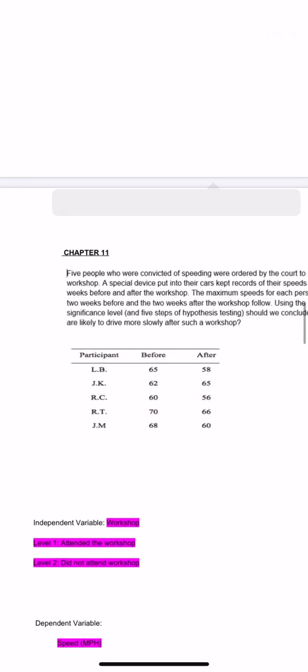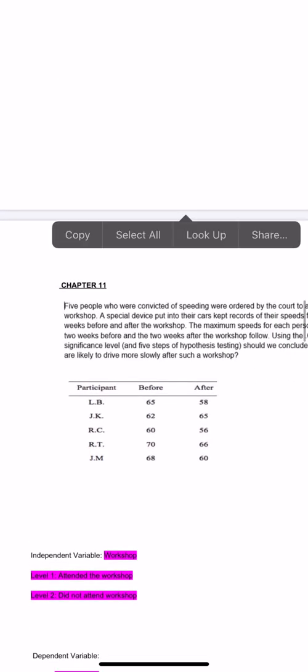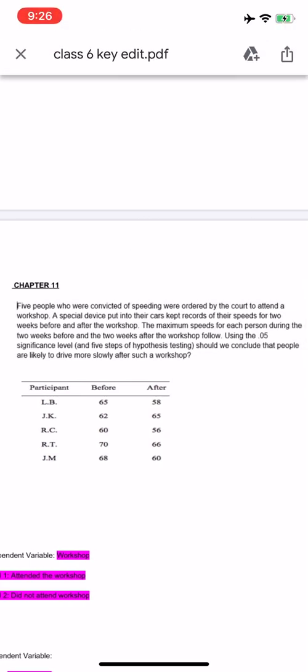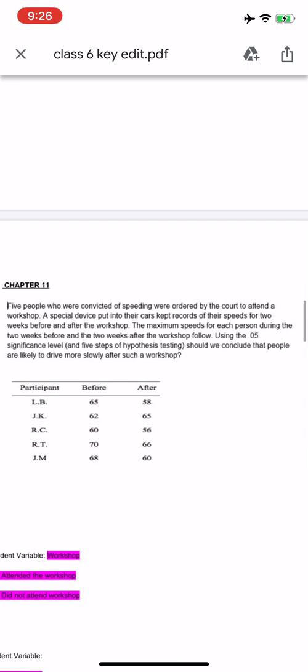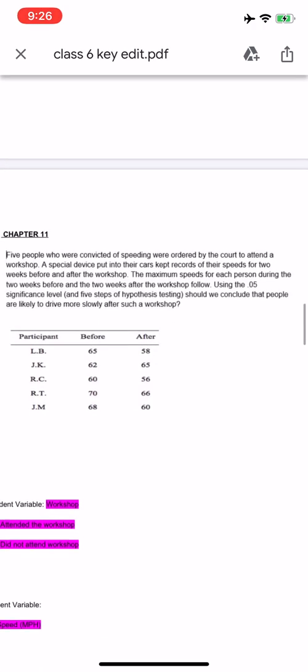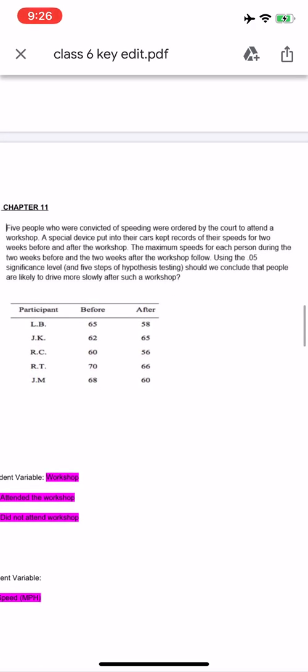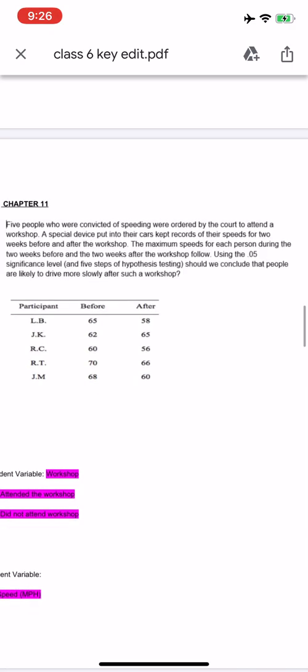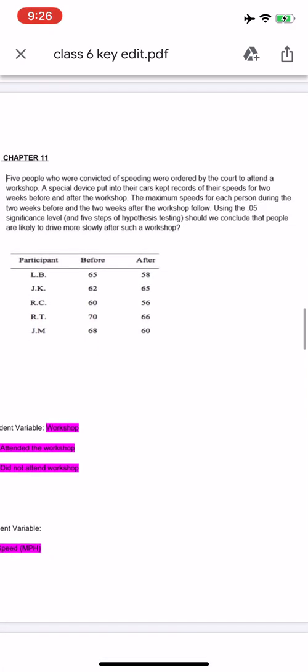All right. So top to bottom, chapter 11, repeated measures t-test. 5 people who were convicted of speeding were ordered by the court to attend a workshop. A special device put into their cars kept records of their speeds for 2 weeks before and after the workshop. The maximum speeds for each person during the 2 weeks before and the 2 weeks after the workshop are as follows. Using the 0.05 significance level, should we conclude that people are likely to drive more slowly after such a workshop?